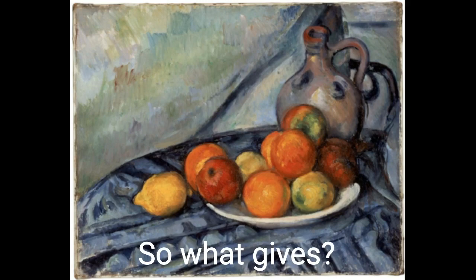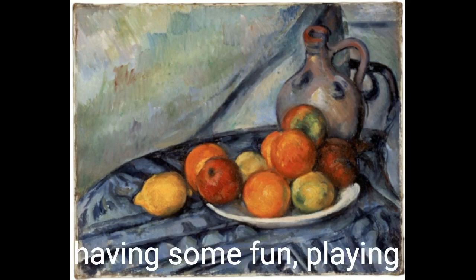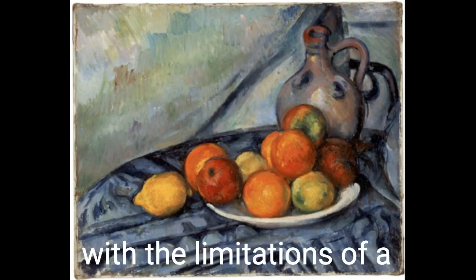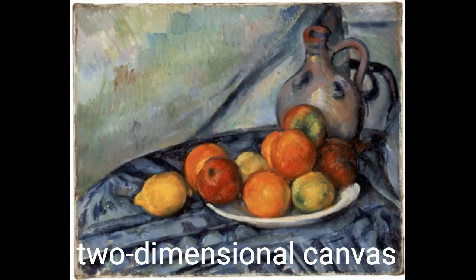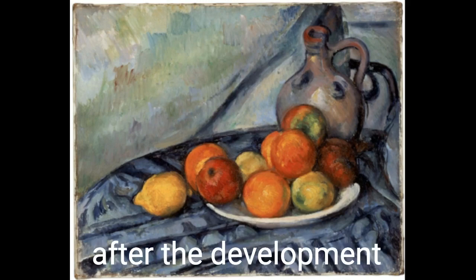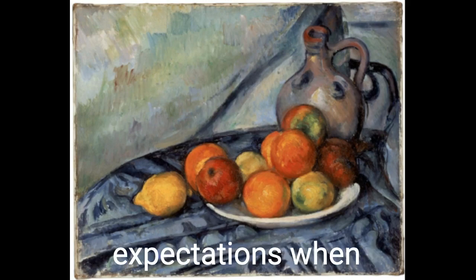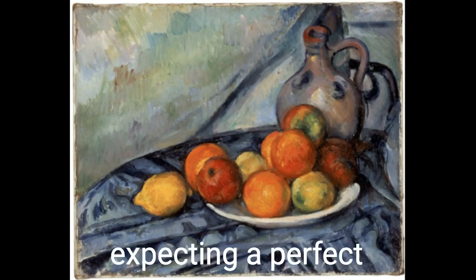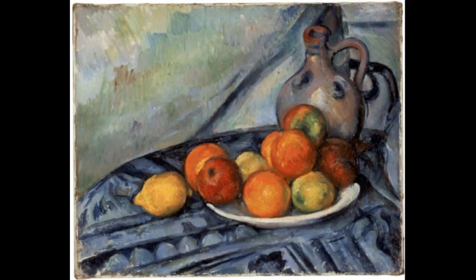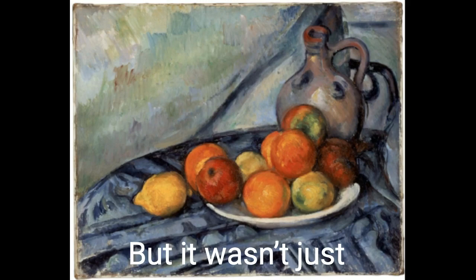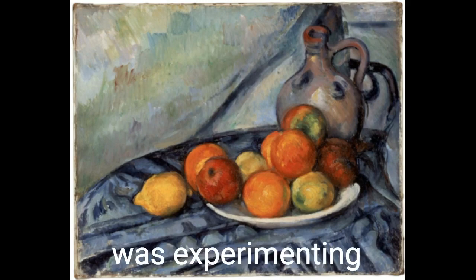So what gives? Partially, Cezanne is just having some fun, playing with the limitations of a two-dimensional canvas like many artists did after the development of the camera. You can start to mess around with a viewer's expectations when they're no longer expecting a perfect vanishing point. But it wasn't just the viewer's eye he was experimenting with.